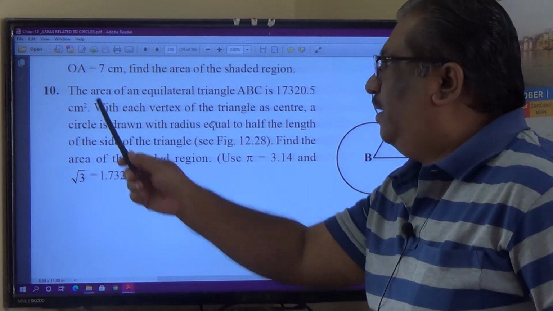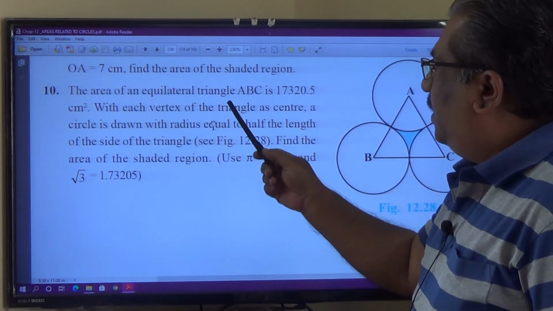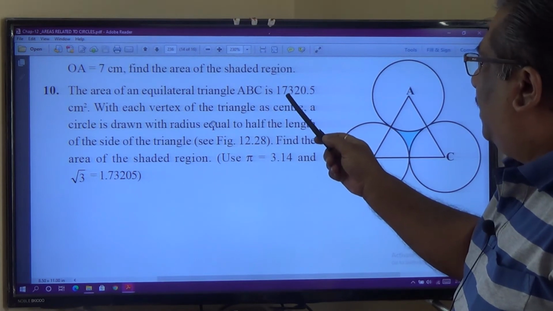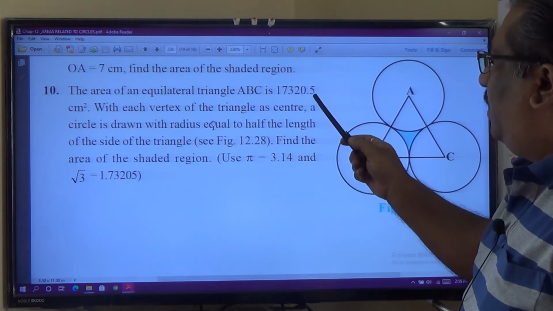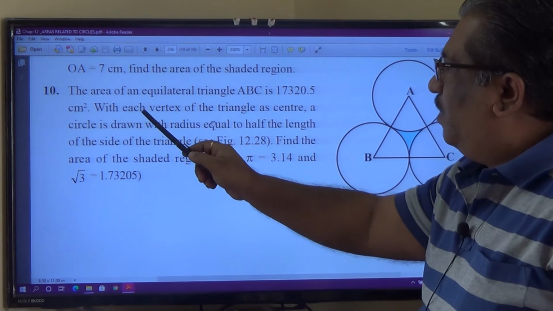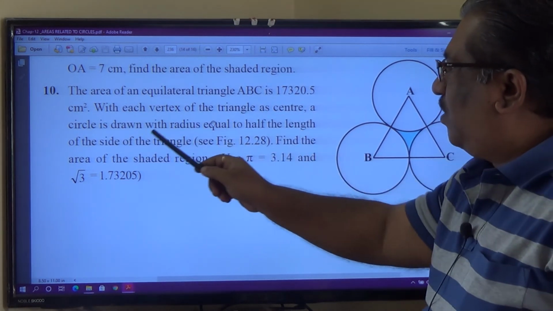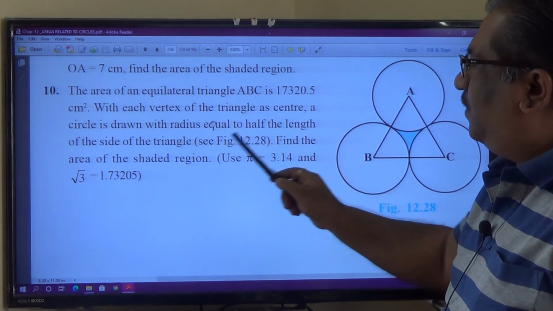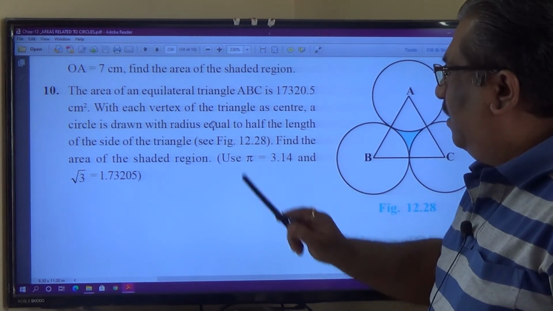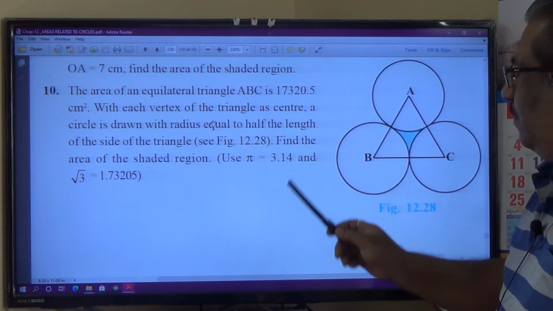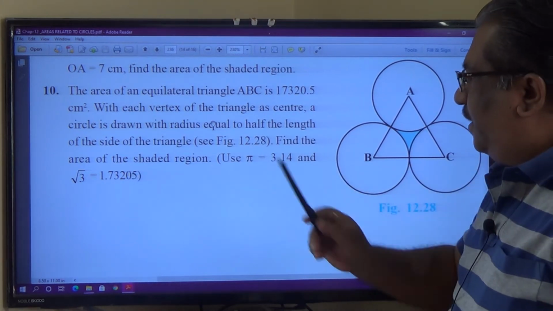Question number 10. The area of an equilateral triangle ABC is 17,320.5 square centimeter. With each vertex of the triangle as a center, a circle is drawn with radius equal to half the length of the side of the triangle. Figure 12.28. This figure refers to this question. Find the area of the shaded region.